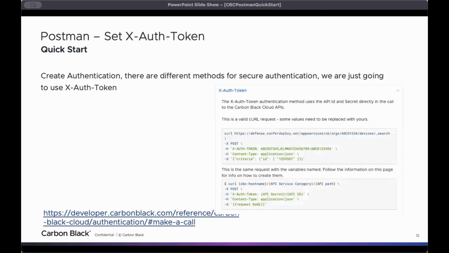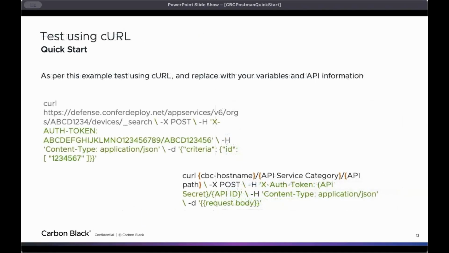And this documentation shows you exactly how to create that X-Auth token as well, which I've already described to you. So this is a test cURL, and what you can do is replace the variables with your API keys just to test that your API and your API keys actually work. So using cURL is a quick method to make sure that the tests are going to work before you move on to Postman.